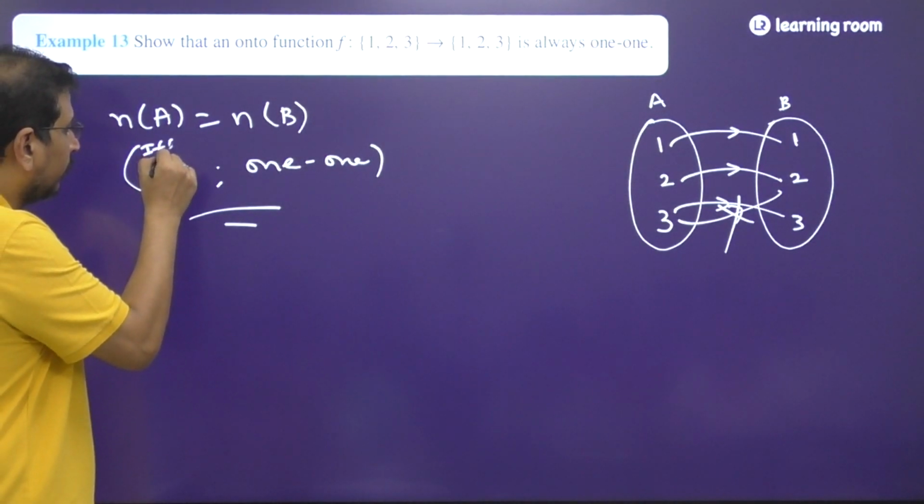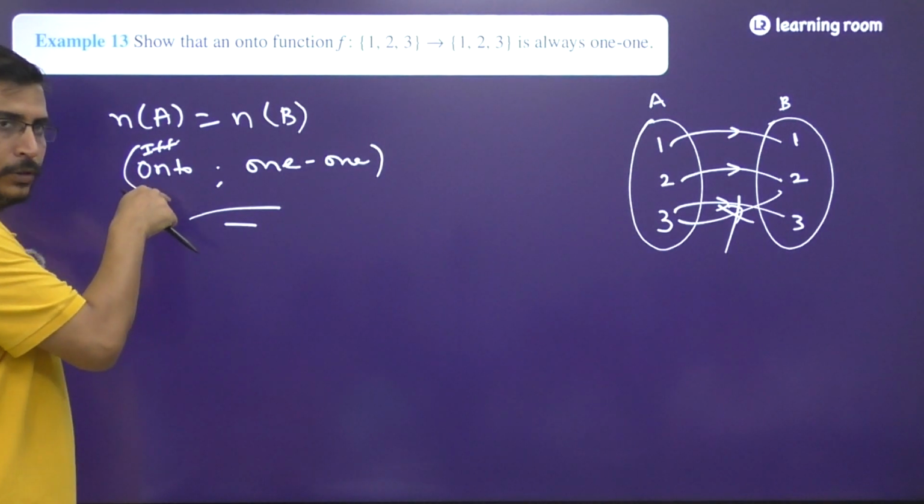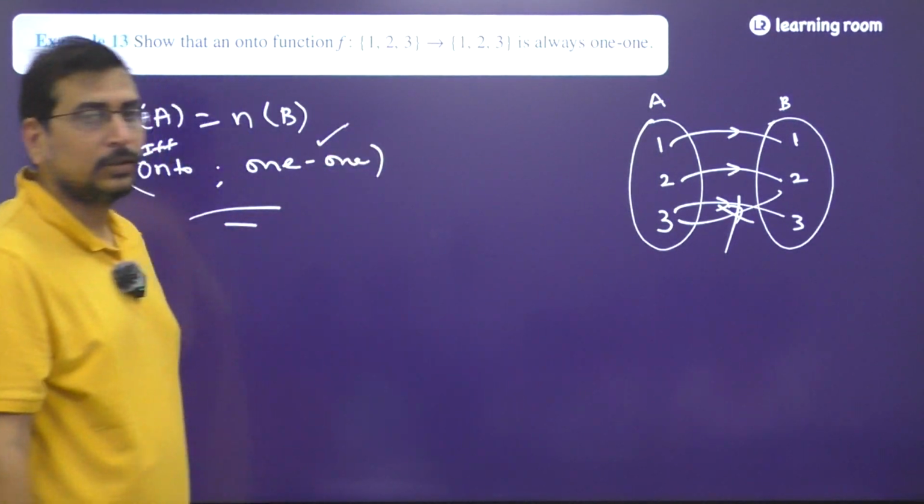If this is told, see, maybe they can ask you in an assertion reason. If onto function is given, then 1, 1 by default is accepted.